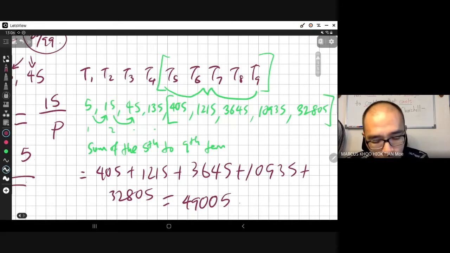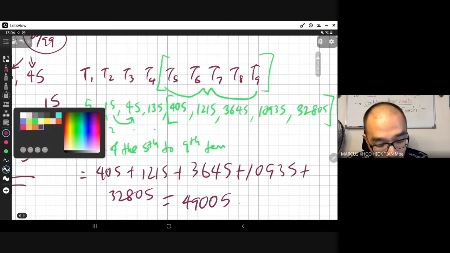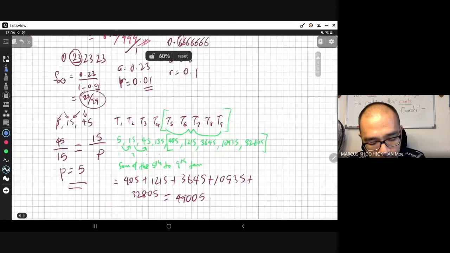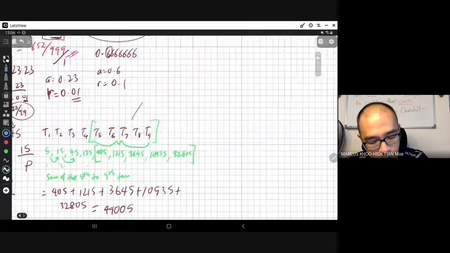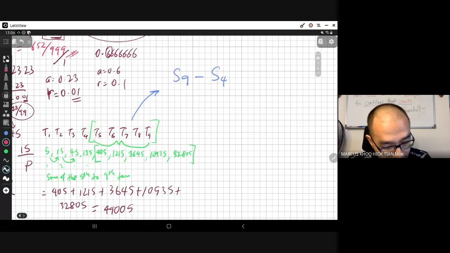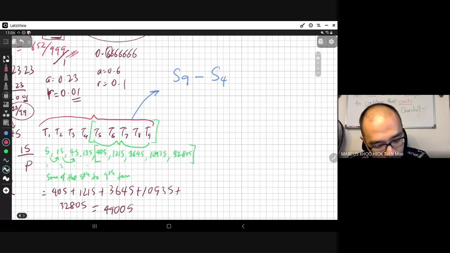Now, for those of you who understand how progressions work, the actual method will be, if you want to find the 5th to the 9th, S9 minus S4. Because this whole thing is S9 and this whole thing is S4. And I want this part.